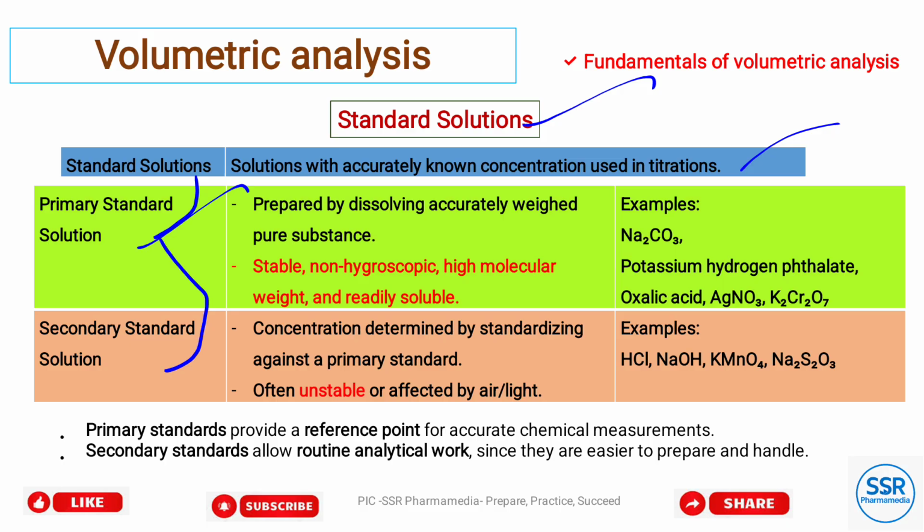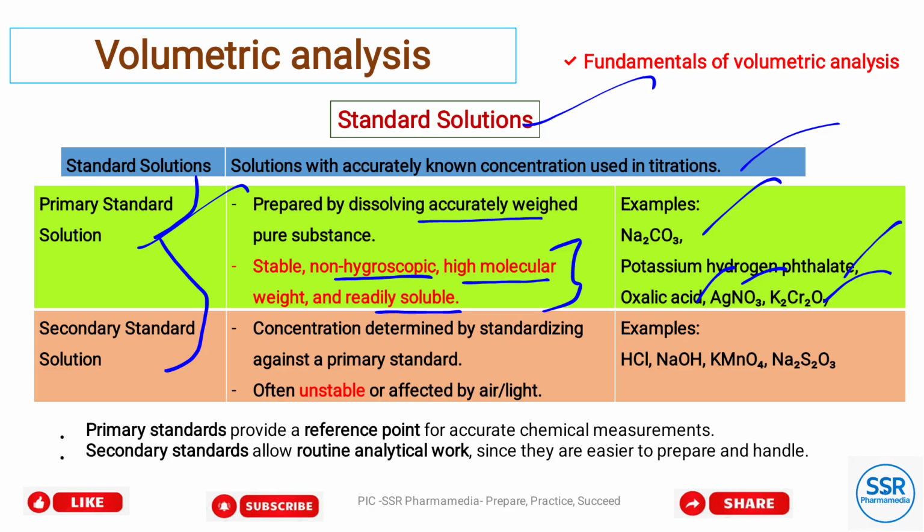So what is a primary standard solution? It is prepared by dissolving an accurately weighed pure substance. It must be stable, non-hygroscopic, of high molecular weight and readily soluble. These natures of substance are called primary standards. Examples: sodium carbonate, potassium hydrogen phthalate, oxalic acid, silver nitrate and potassium dichromate. These are all examples of primary standards.